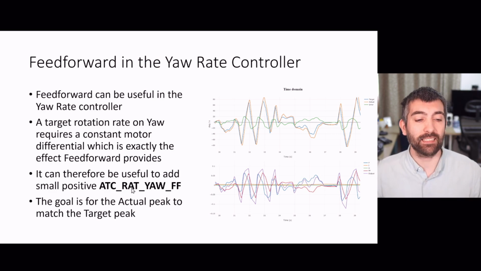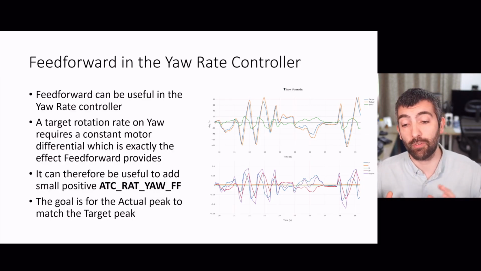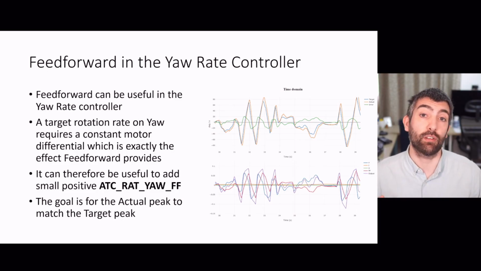And you want to add ATC_RAT_YAW_FF until the actual peak, so the amplitude of the actual peak in the time domain, matches up with the amplitude of the target peak. Often with your axis, you won't necessarily be able to achieve this just with P term alone. So a bit of feed forward can really help get those to the same level. And once they're at the same level, that's going to give you the most accurate response for the yaw rate controller.